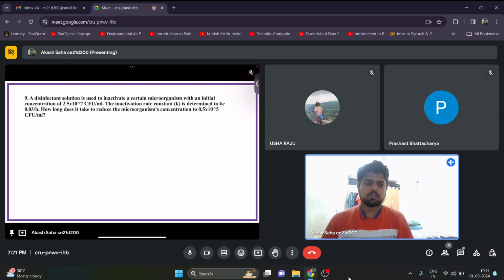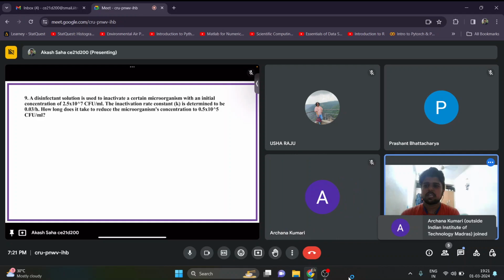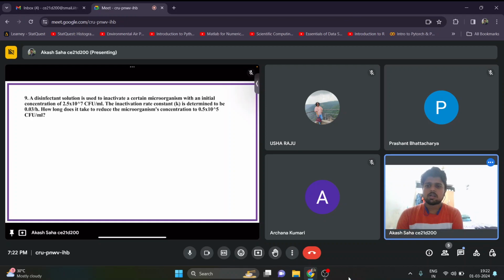Okay, so now we'll move on to a small numerical. Please take out a pen and paper and calculator to solve it. So it says that a disinfectant solution is used to inactivate a certain microorganism with an initial concentration of 2.5 into 10 to the power 7 CFU per ml. The inactivation rate constant K is determined to be 0.03 per hour. How long does it take to reduce the organism's concentration to 0.5 into 10 to the power 5 CFU per ml?